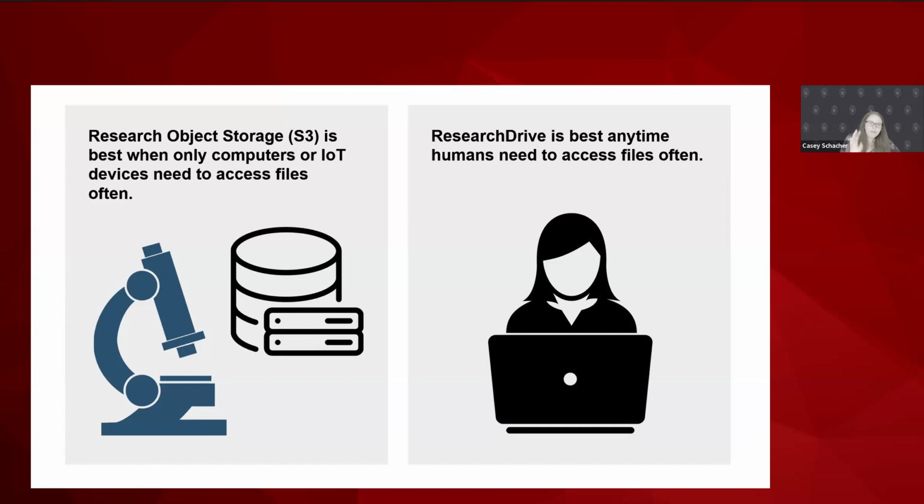If you have human-centered workflows, where people are getting in there and interacting with the data on a regular basis, then Research Drive is your answer. If you have computer-centered workflows where you do not need humans to access the data very often, or you're just going to put the data somewhere, archive it, and forget about it for a long time, Research Object Storage might be something to look at. Of course, Research Drive can also be part of a computer-centered automated pipeline, but research object storage is really good for situations where humans don't need to touch it.